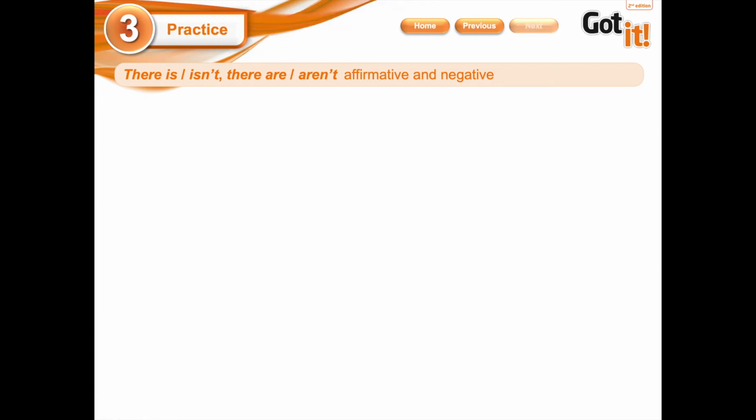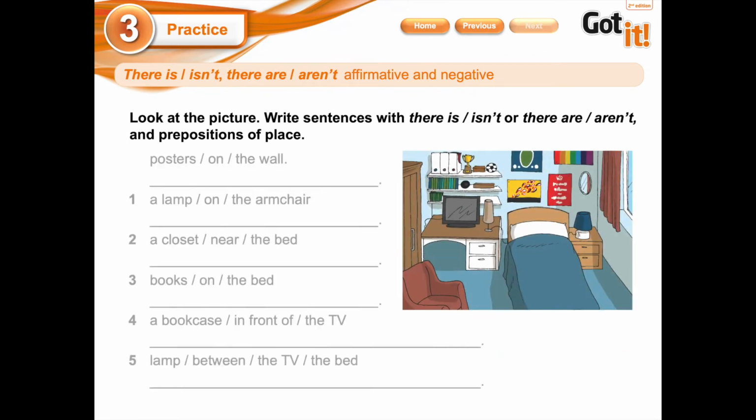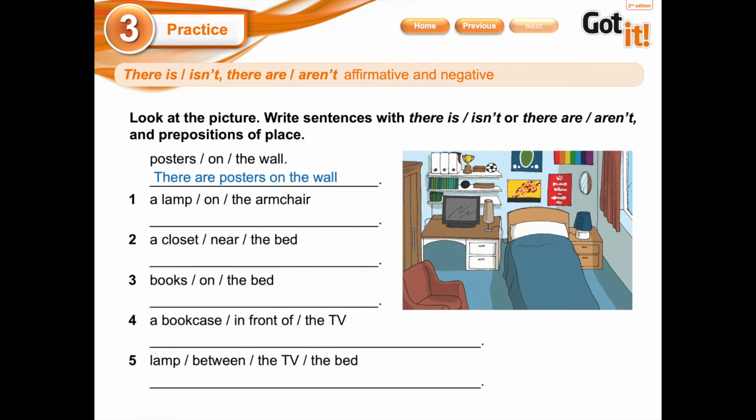Okay, continue with the exercise. We're going to look at the pictures and write sentences with there is, there isn't, there are, there aren't, and prepositions of place. Let's pay attention to the example. It says posters on the wall. For that, I need to pay attention to the photograph here. You have a lot of posters, and so for that it is there are posters on the wall. As you can see here you have the 3 words.